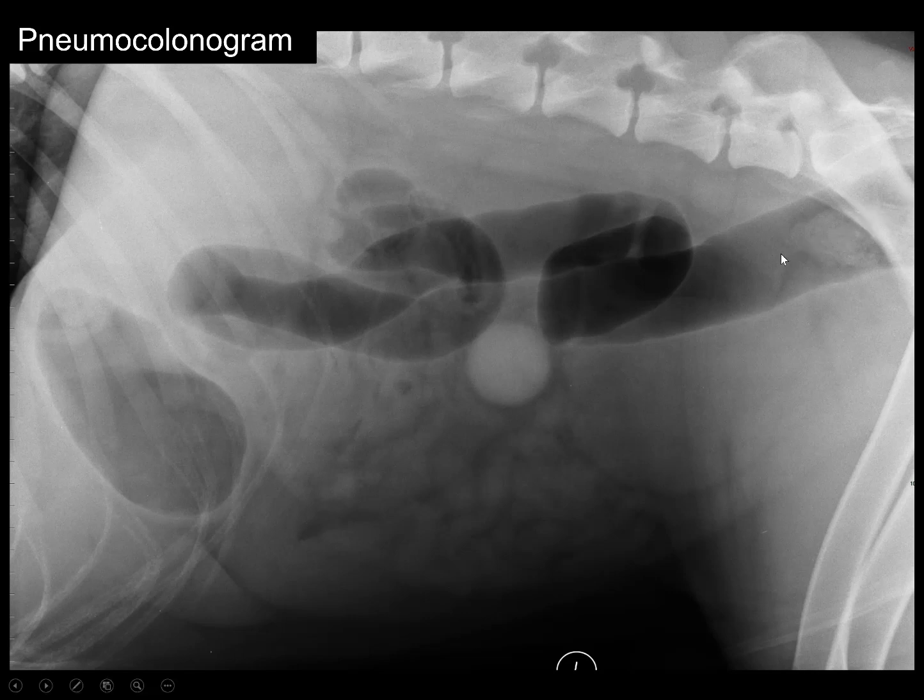There's rectum caudally, descending colon. There's a little redundancy to it. We get transverse and ascending colon and cecum up here. And you can see that the structure is not within that gas-filled large intestine.